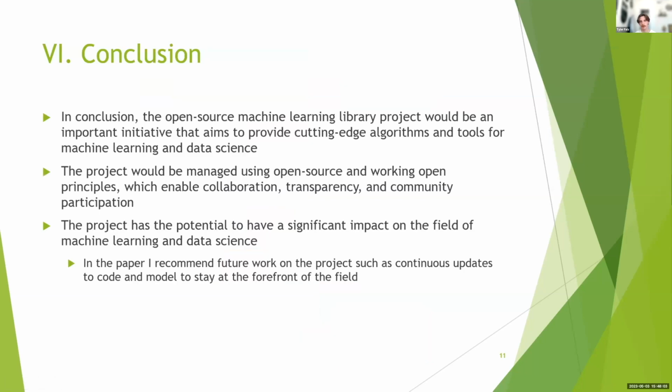So in the conclusion for my paper, I say the open source machine learning library project would be an important initiative that aims to provide cutting edge algorithms and tools for machine learning and data science. The project would be managed using open source and working open principles, which enable collaboration, transparency, and community participation. The project has the potential to have significant impact on the field of machine learning and data science. And I recommend future work on the project, such as continuous updates to code and models to stay at the forefront of the field as well.